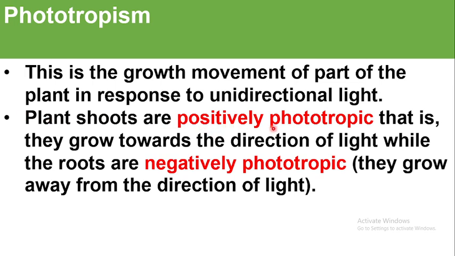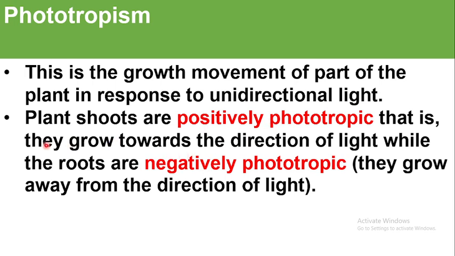A growth response towards the direction of light is called positive phototropism. For that reason, plant shoots are said to be positively phototropic, meaning they grow towards the direction of light, and plant roots are said to be negatively phototropic, implying that they grow away from the direction of light. So there are two types of phototropism, namely positive and negative.